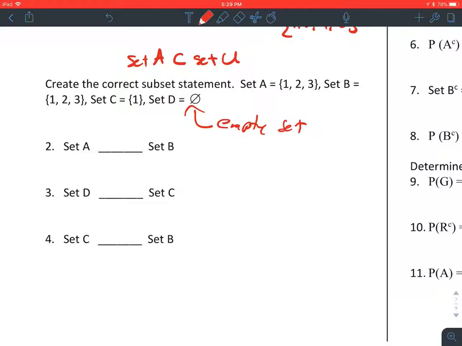Set A is a subset or equal to set B, because every element in A is in B, and B doesn't have any extra elements, so that's a subset or equal to. Set D is a subset of C. Sure it is. Set D has nothing in it, so everything that's in D is also contained in C. Set C is a subset of B. Set C only has a 1 in it, and a 1 is contained in B, so it's a subset.